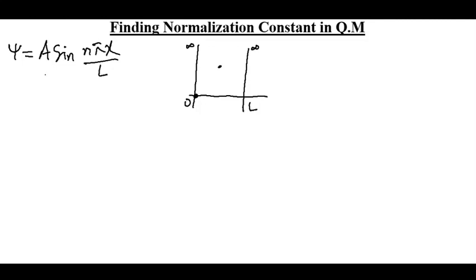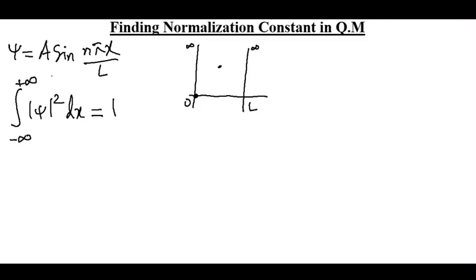For calculation of this constant, we will use the normalization condition in quantum mechanics, which is the integral from minus infinity to plus infinity of mod of wave function squared. As we are discussing it in one dimension, the integral will be only along the x-axis. This whole integral will be equal to 1. This is the condition of normalization in quantum mechanics.